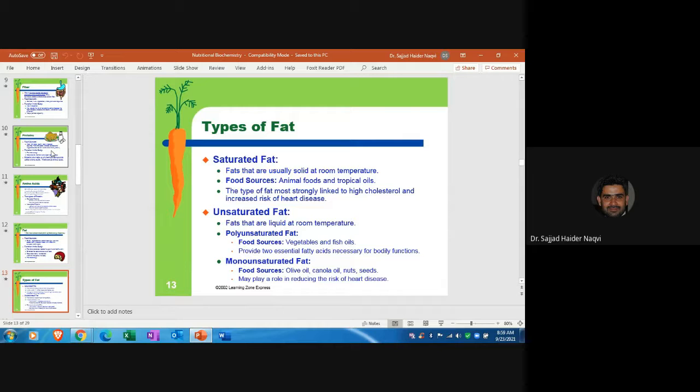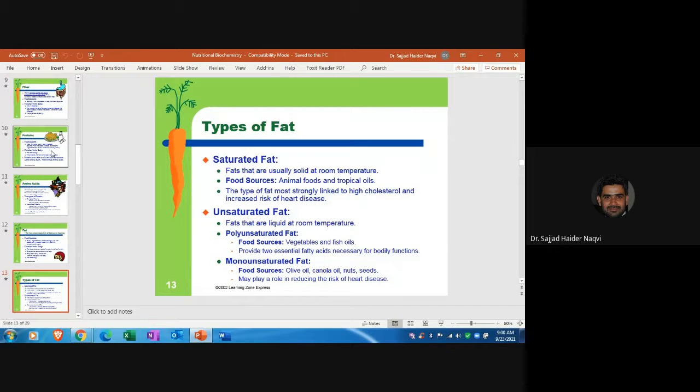Now, this type of the fat is most strongly linked to the elevated level of the cholesterol, and that's how the increased level of the cholesterol can be correlated with increased level of the heart diseases or the myocardial infarction, etc. The other category is of the unsaturated fats, which may have one or more than one unsaturation at different points.